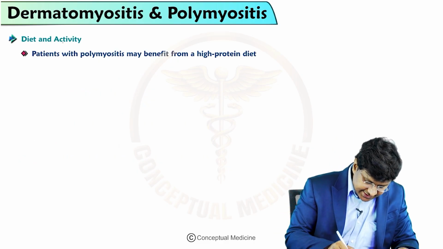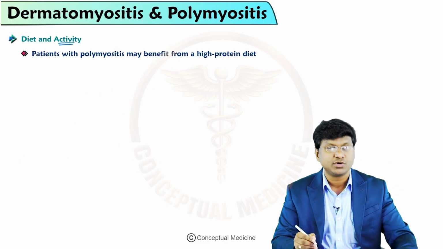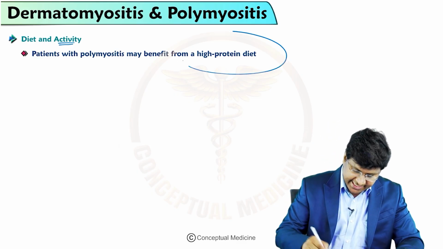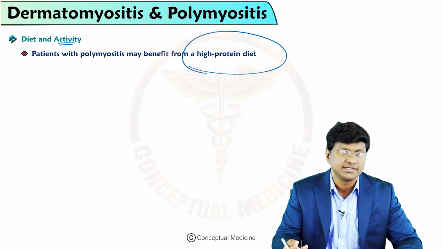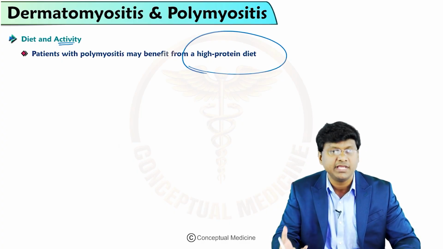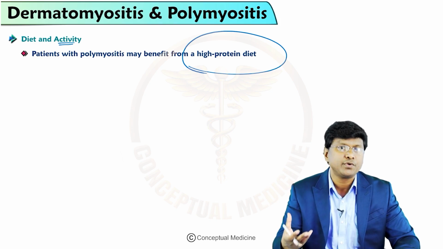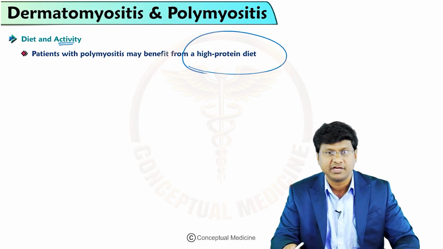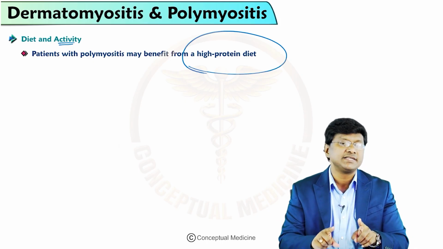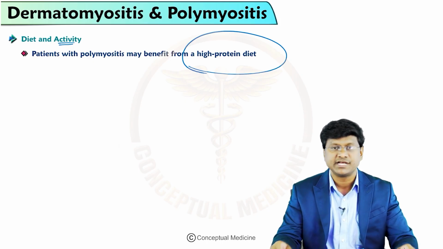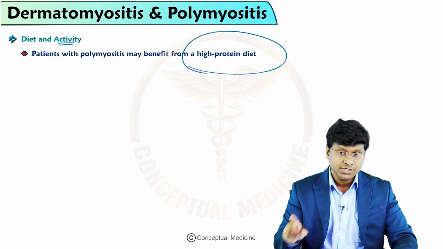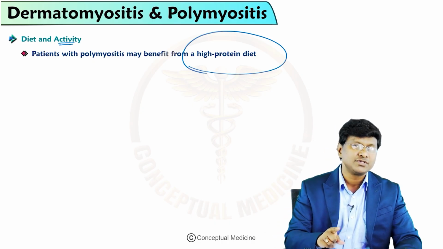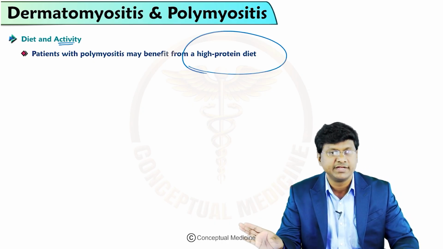If you see the diet as well as activity in case of polymyositis, patients with polymyositis may benefit from the high protein diet, because there is severe muscle weakness, and muscle is made up of protein, right? So a high protein diet will benefit these patients. Okay, so that completes the discussion of polymyositis as well as dermatomyositis. Dermatomyositis has skin manifestations and muscle weakness, whereas polymyositis has only muscle involvement, no skin involvement.